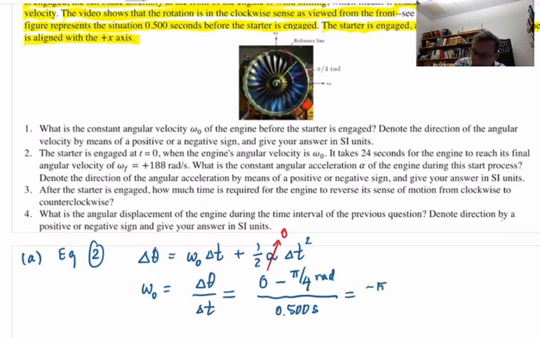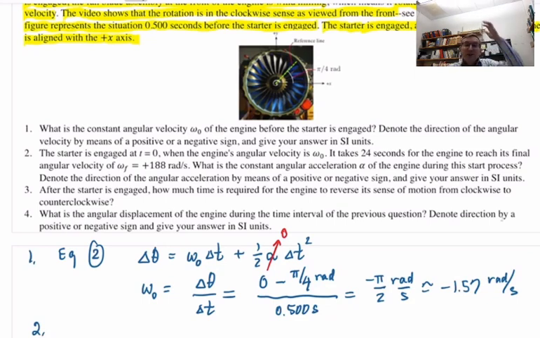That's negative. Let me write that a little bit more neatly. Negative pi over 2 radian per second. Negative makes sense because that's appropriate for clockwise rotation. A 3 decimal approximation for that would be negative 1.57 radians per second. So that's the initial angular velocity of the engine before the starter's even engaged. Okay, I guess that was question 1. I should write 1. Now question 2.